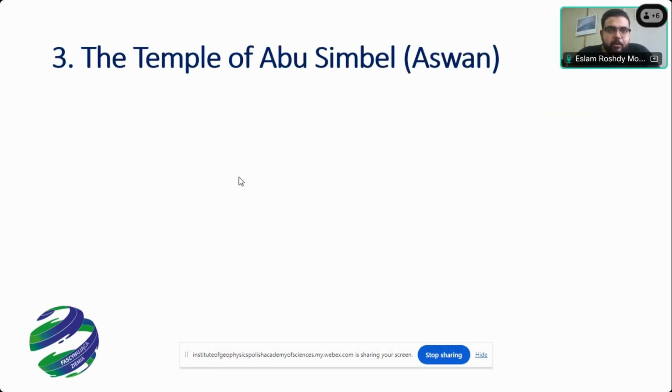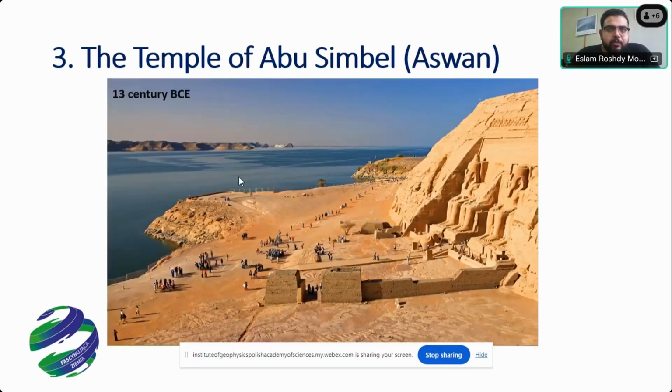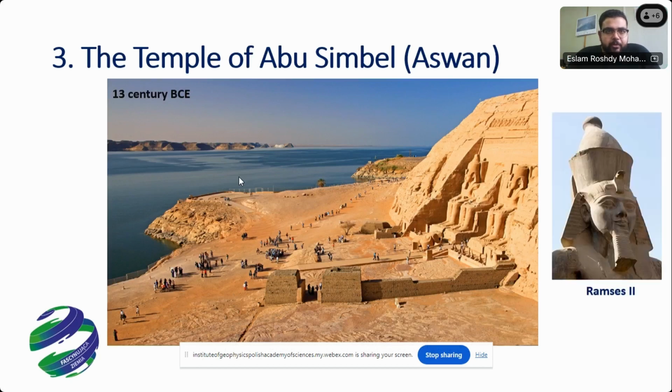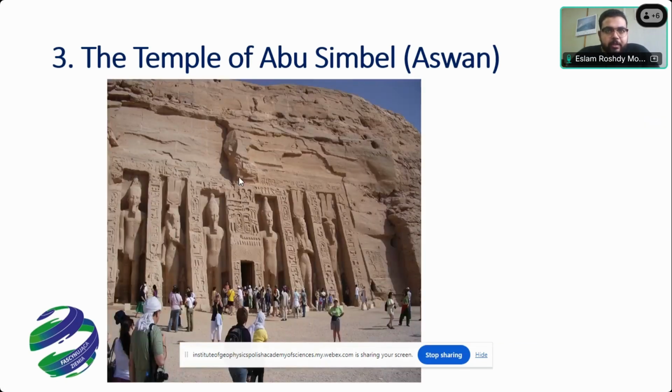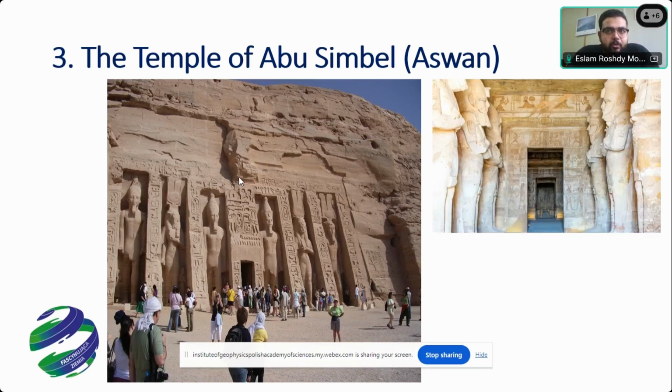Number 3, the Temple of Abu Simbel is one of the most beautiful ancient sites in Egypt. It's a massive temple southwest of Aswan, near the border with Sudan, on the western bank of Lake Nasser. This temple was created in the period of King Ramses II in the 13th century BC. Today, Abu Simbel is a UNESCO World Heritage Site and one of Egypt's top tourist attractions.